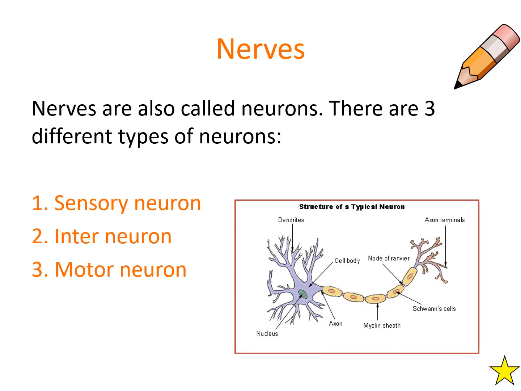Now let's look at nerves in more detail. So nerves are also called the neurons, and there are 3 different types of neurons that you need to know. So you need to know about your sensory nerve or neuron, your inter nerve or neuron, and your motor nerve or neuron. And you can see a picture of a typical cell. So you've got your cell body, and then you've got your axon fiber. And you should know that your nerve impulse always travels from your sensory fiber to your axon fiber. Sensory fiber means going towards, axon fiber means going away.